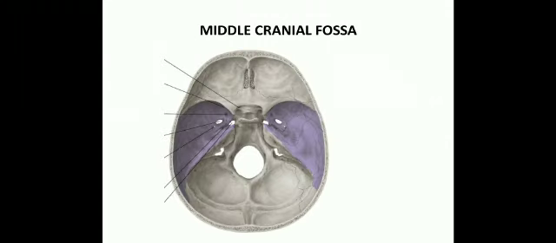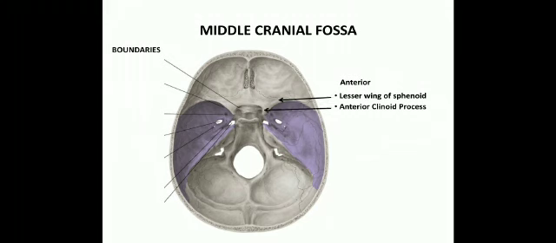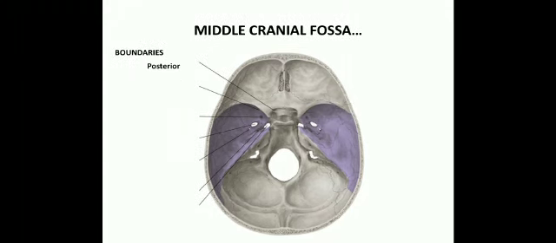Now, the middle cranial fossa is deeper than the anterior cranial fossa and is shaped like a butterfly. It is narrow and shallow in the middle and wide and deep on each side. The boundaries: anteriorly, it is bounded by the posterior border of the lesser wing of the sphenoid, the anterior clinoid process, and the anterior margin of the sulcus chiasmaticus. Posteriorly, it is bounded by the superior border of the petrous temporal bone and the dorsum sellae of the sphenoid bone.